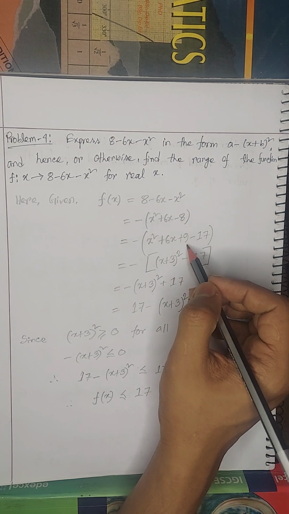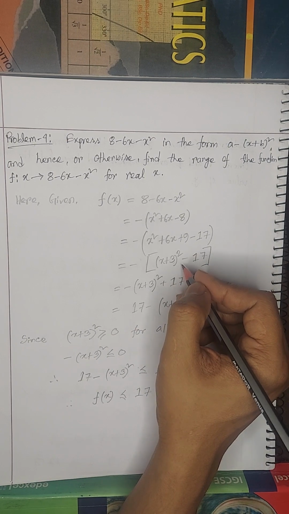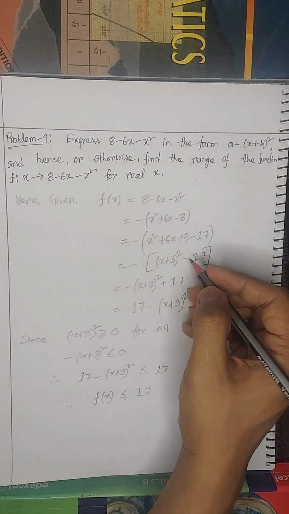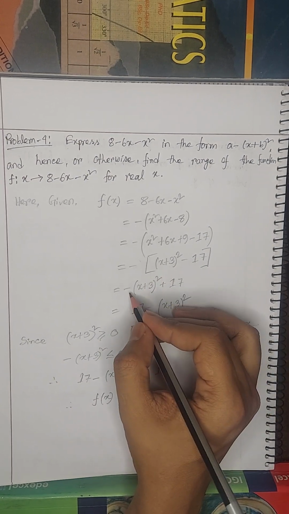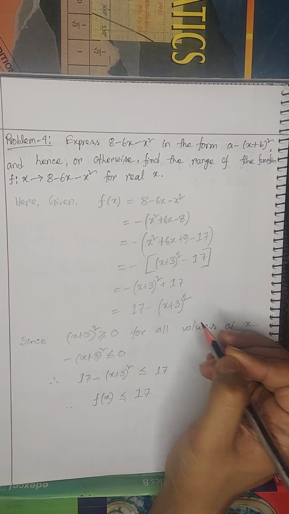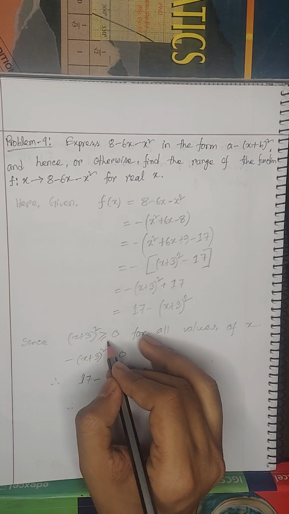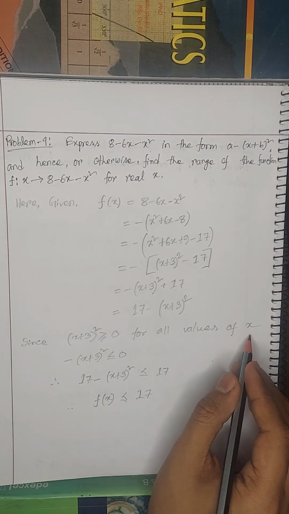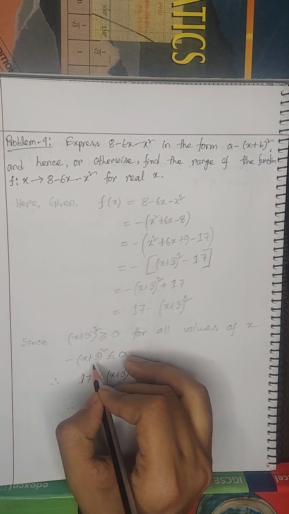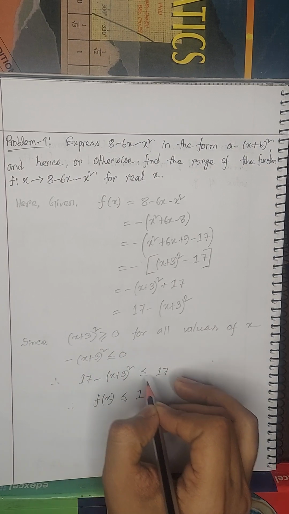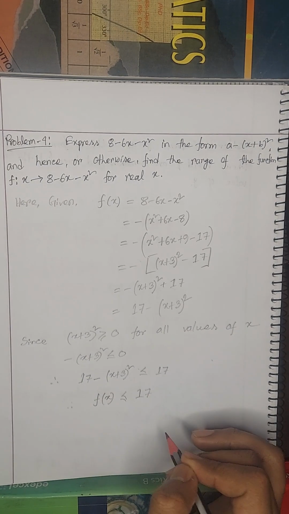We have to transform minus 8 to 9 minus 17, so that we can bring it to formula form. Then we find minus x plus 3 whole square plus 17, which will be 17 minus x plus 3 whole square. Here x plus 3 whole square is greater than or equal to 0 for all values of x, we know that. And since this is greater than or equal to 0, minus x plus 3 whole square will be less than or equal to 0, and 17 minus x plus 3 whole square will be less than or equal to 17.